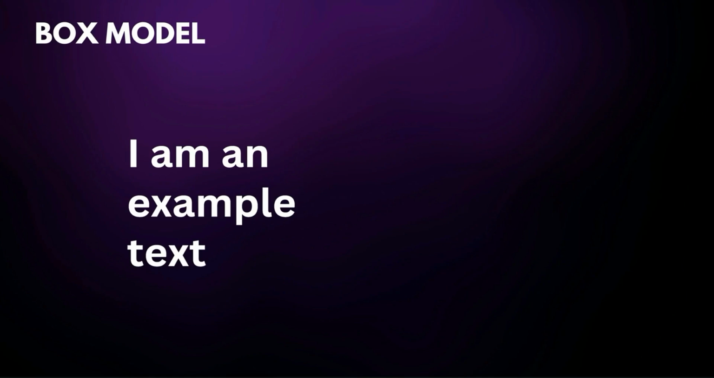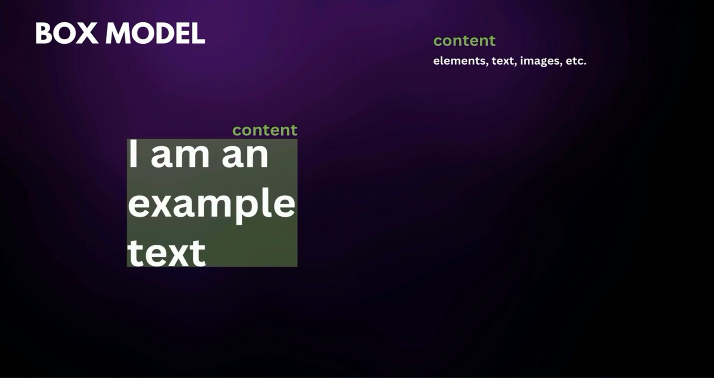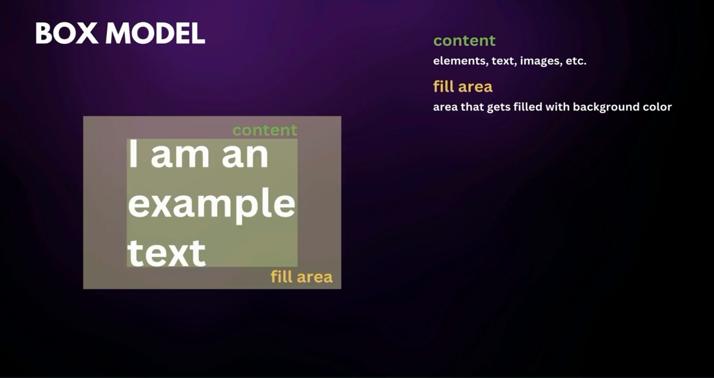So the box model consists of the following. As an example, the text we see over here is considered a paragraph element. And the element will have, first of all, the content. So it's going to be the area inside where we have either another element or a text or an image, etc. Now, outside of our content, we are going to have the fill area. And this is the area that is going to be able to change the color of the background of our element.